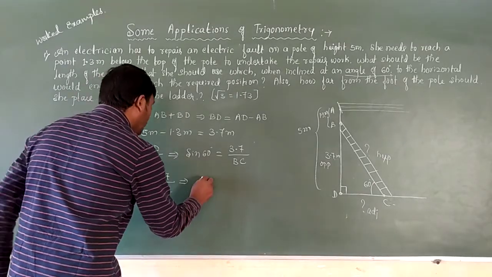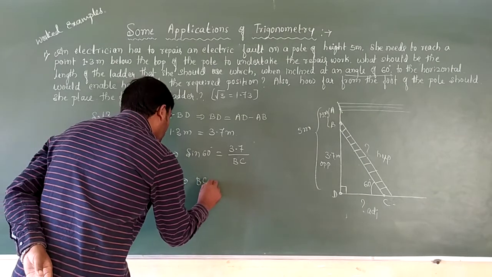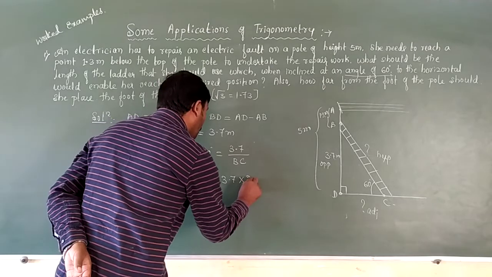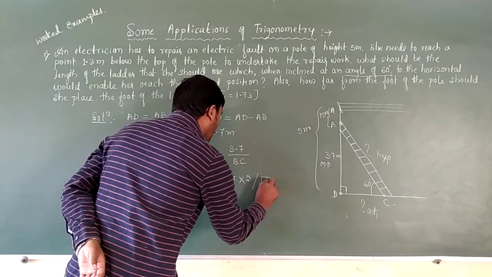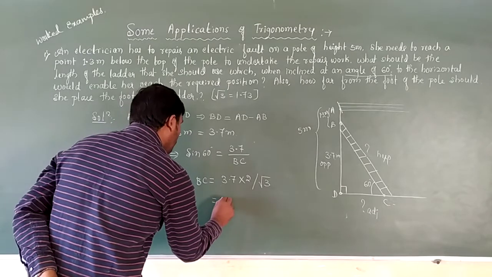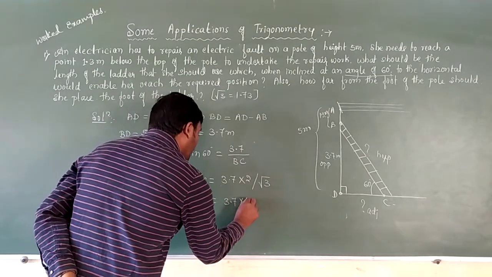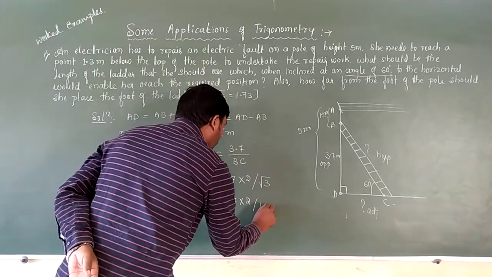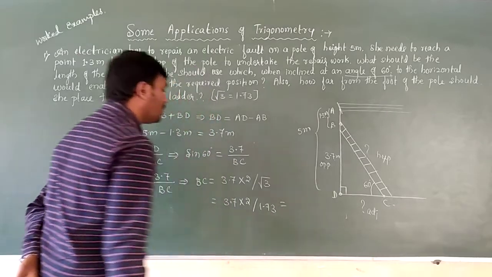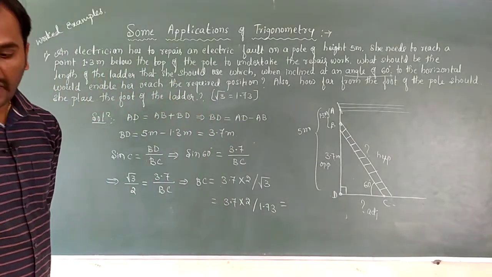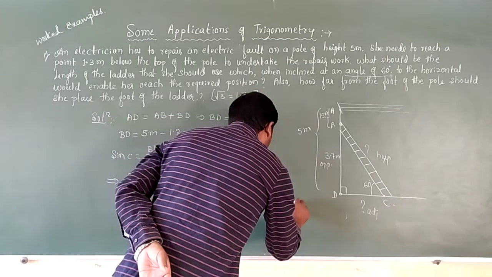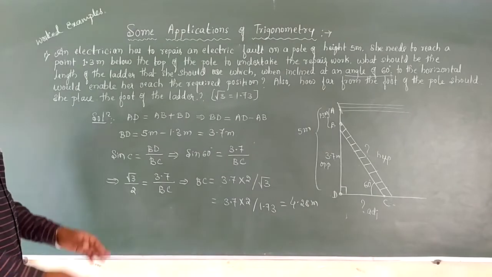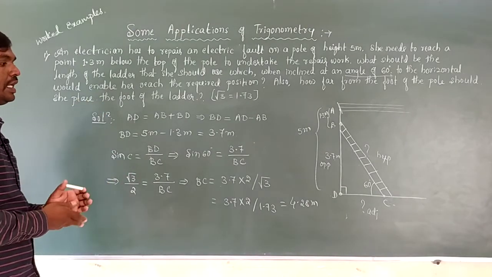Now cross multiply this one. BC is equal to 3.7 into 2 whole divided by root 3. So this is equal to 3.7 into 2 whole divided by the value of root 3, that is 1.73. If we simplify this, we are going to get the length of the ladder as 4.28 meter. So 4.28 meter is the length of the ladder.